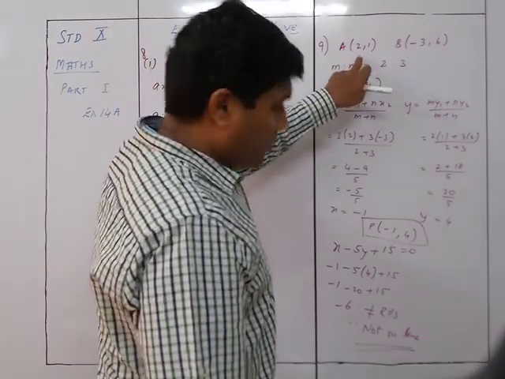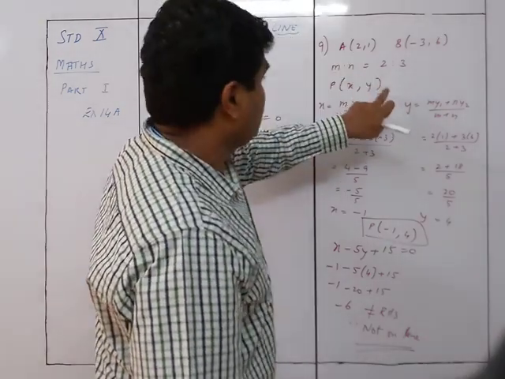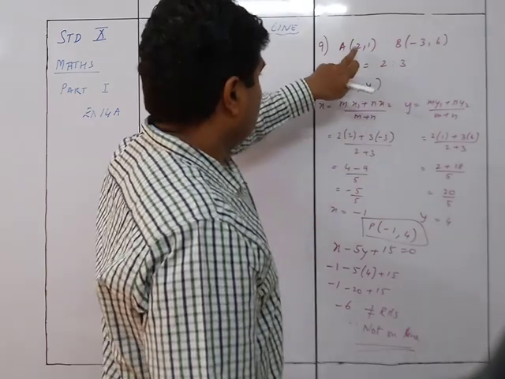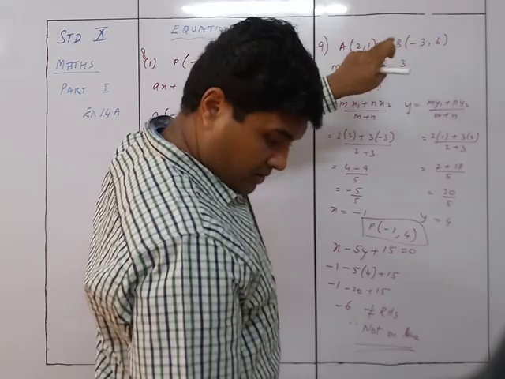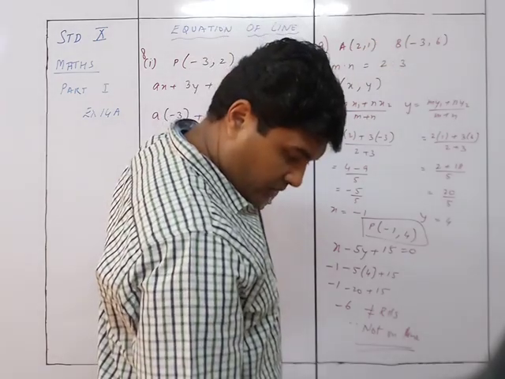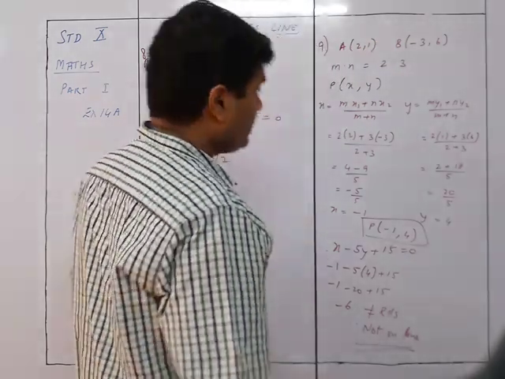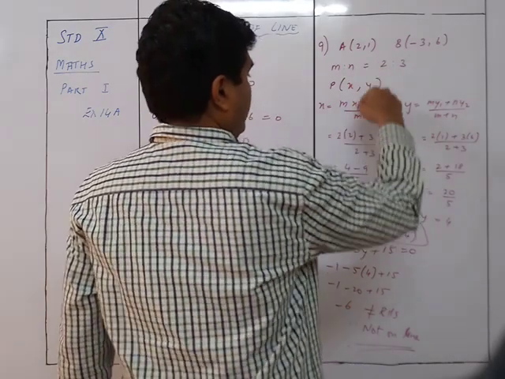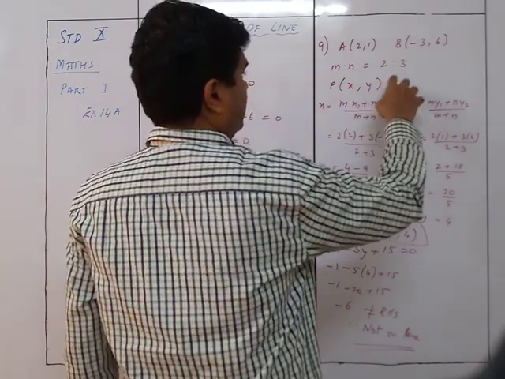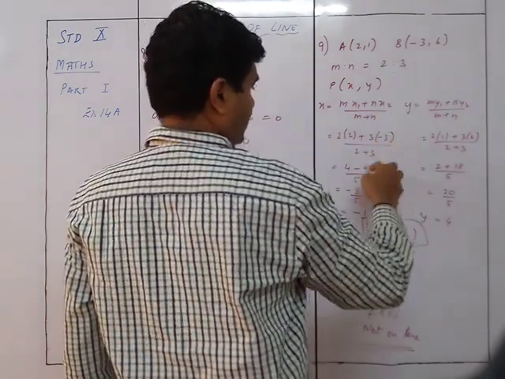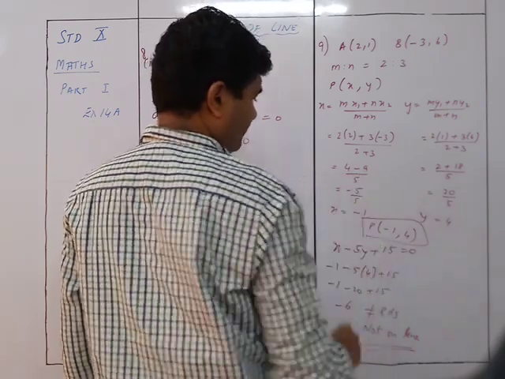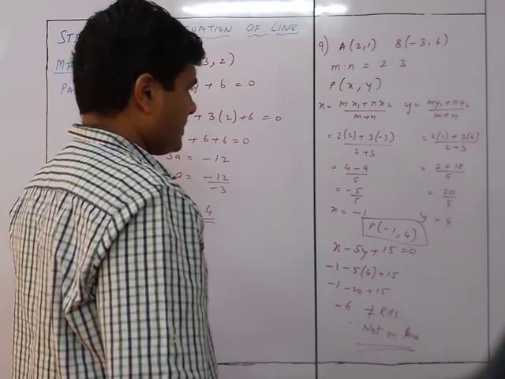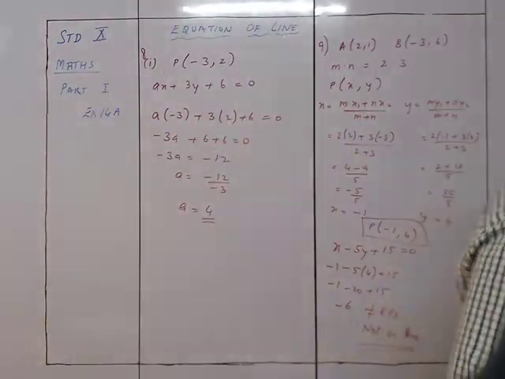Divide the point 2,1 and minus 3, 6 in the ratio 2:3. Yeah, that is not a problem. So 2 into 2 and 3 into minus 3. So minus 9. 4 minus 5.